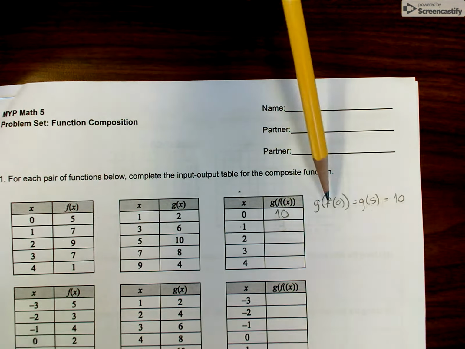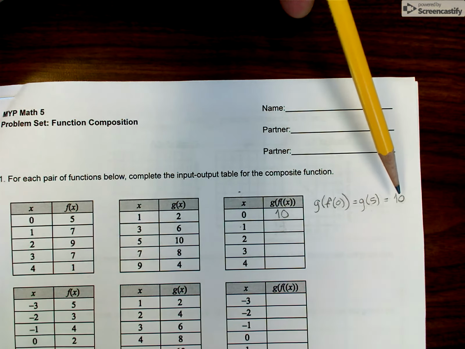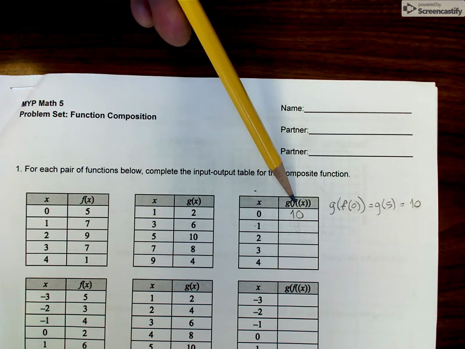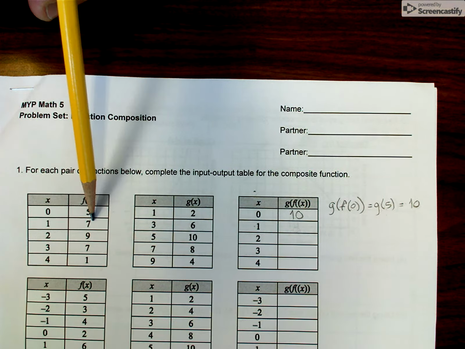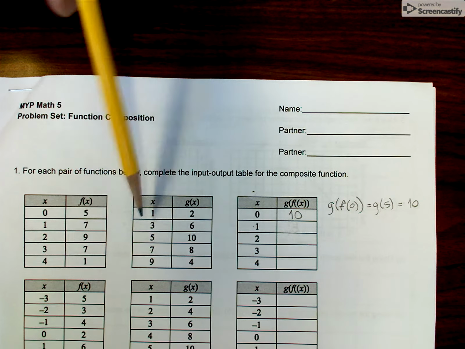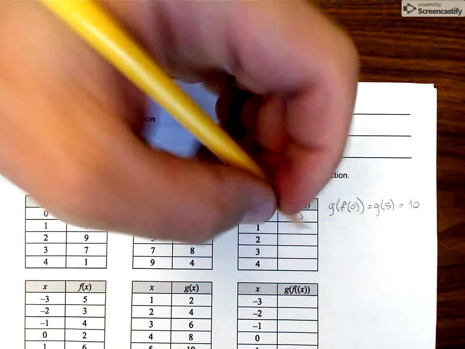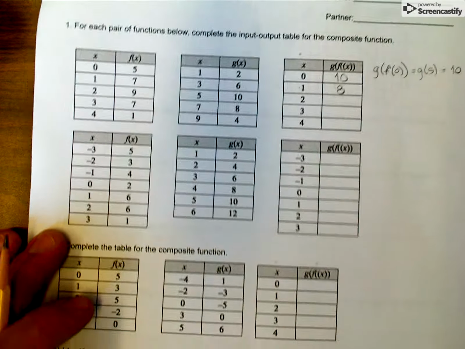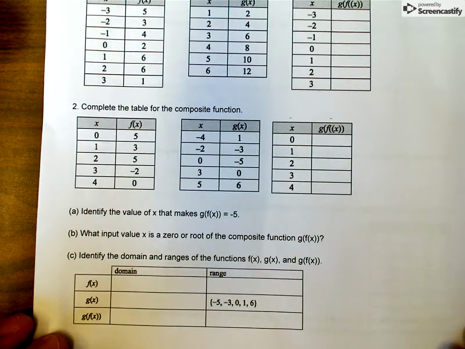And it's not necessary to write this out every time. This is meant to just illustrate what it is that we're doing. Let's think about when x is equal to 1. I want g of f of 1. So f of 1 is 7. And then I take that as the input to my function g. G of 7 is equal to 8. So 8 right here. And that's probably enough to get you through the entire first page of this problem set.